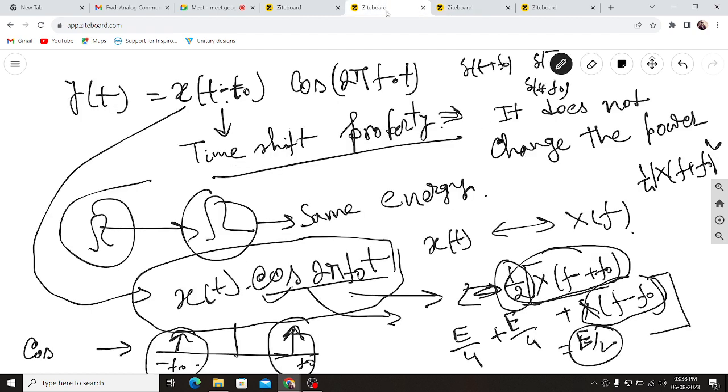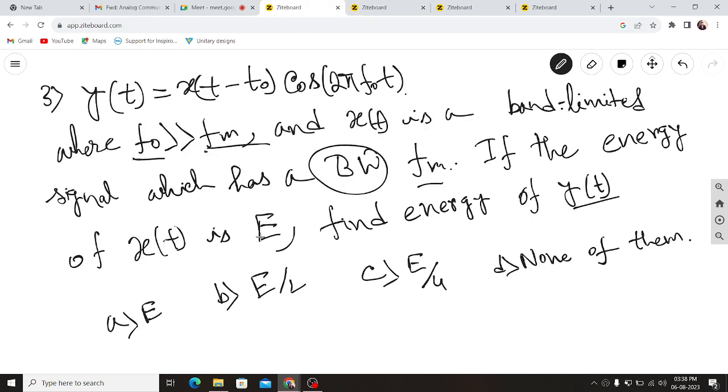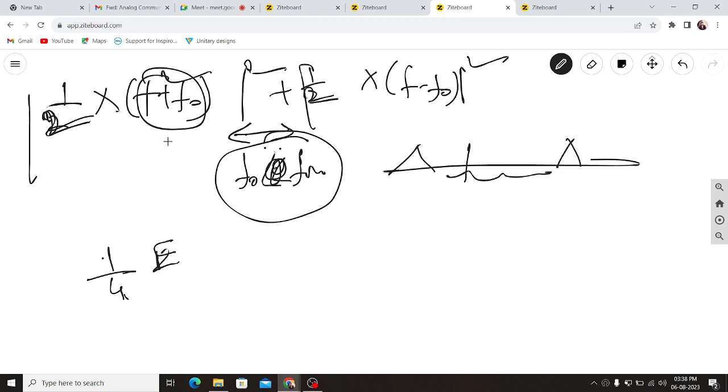The question is, we have mentioned somewhere in the question that xt has energy E. So E will be here because this frequency shifting property does not change the energy of the signal. The only thing is it is getting multiplied by half, as I am just multiplying by a cos function, right?